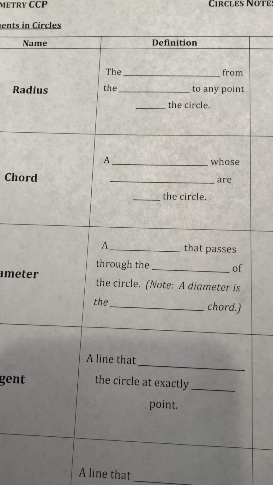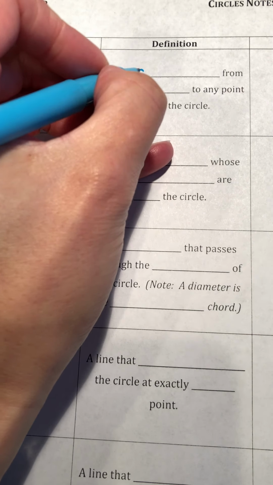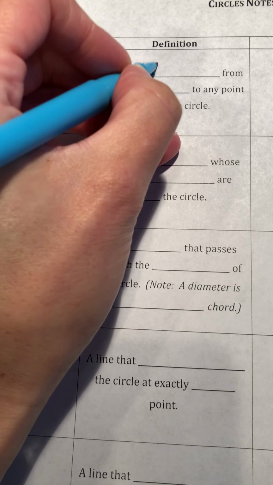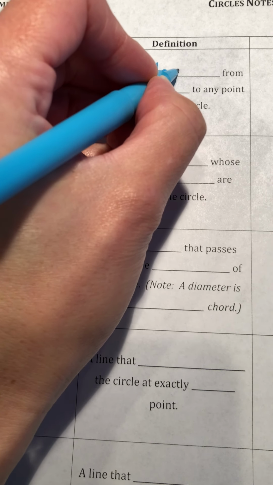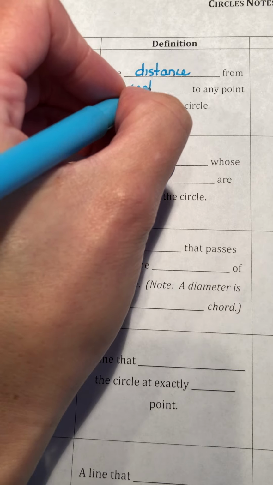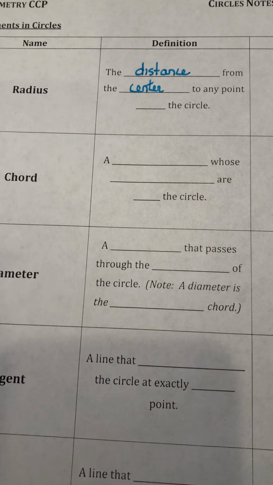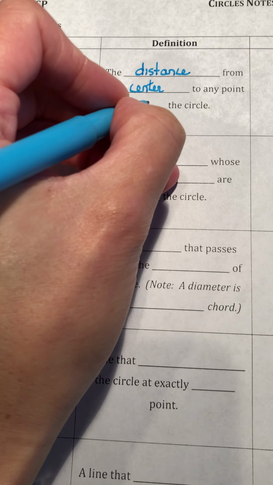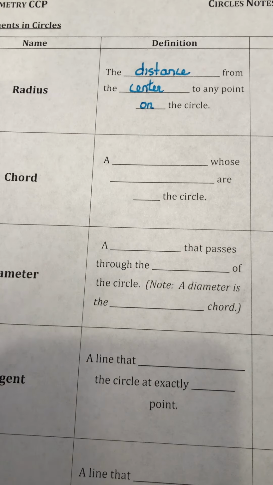So the first thing I want to talk about is a radius of a circle. The radius is the distance from the center to any point on the circle. So let's take an example of what that would look like.